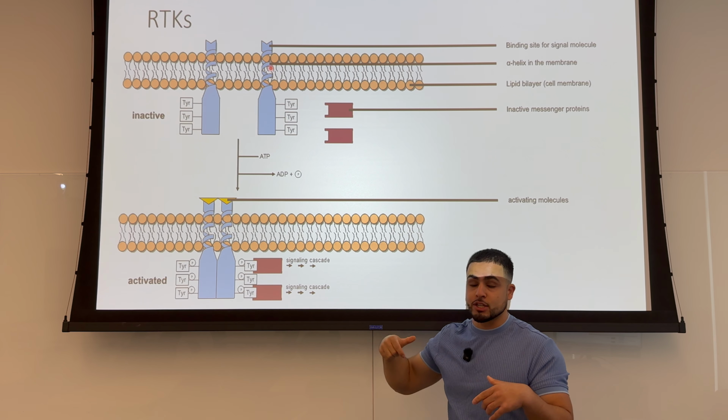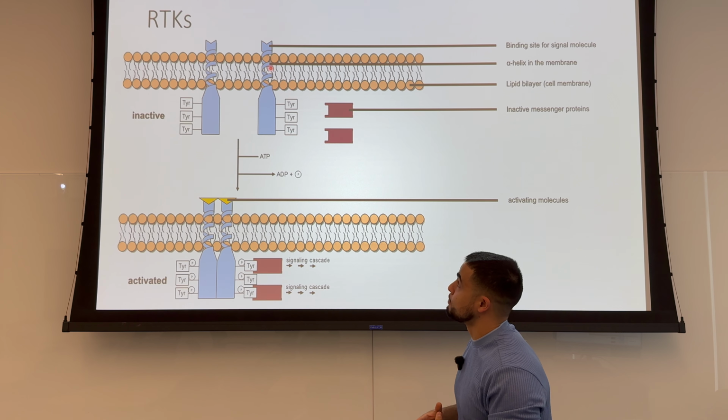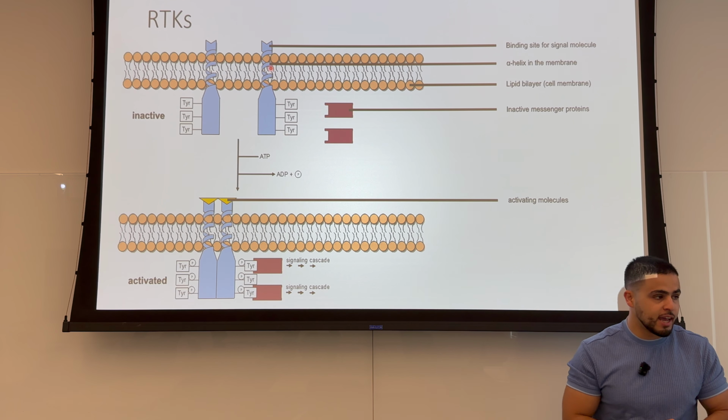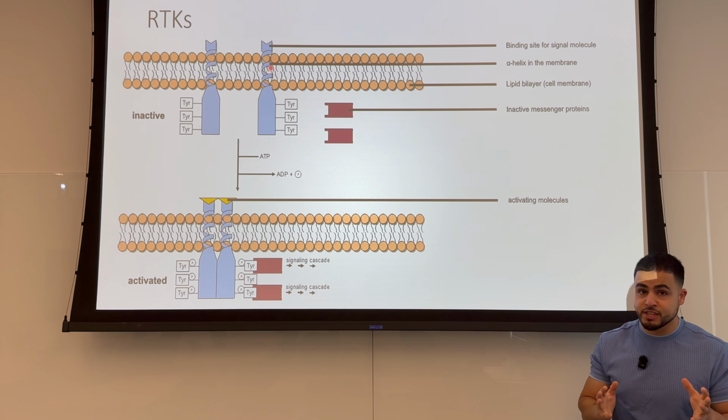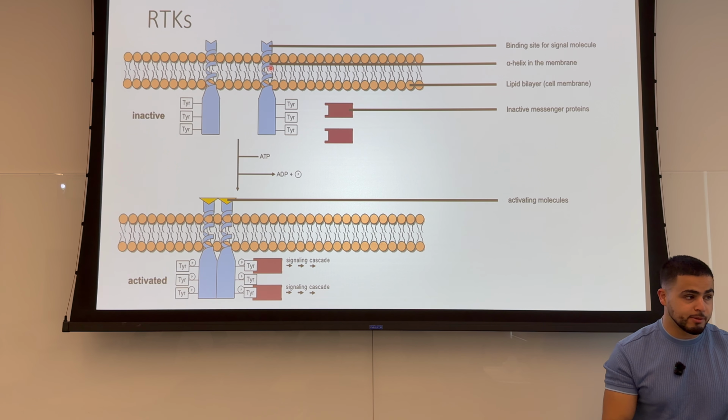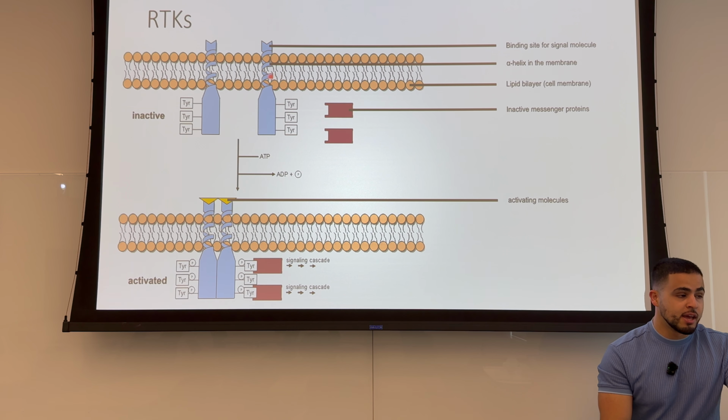So whenever you see a transmembrane protein, frequently it's going to be in the form of an alpha helix, and the amino acids composing that protein are going to be hydrophobic amino acids because they need to interact with the hydrophobic core of the plasma membrane.